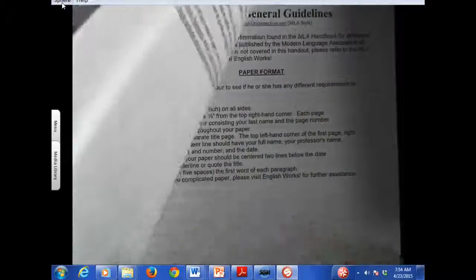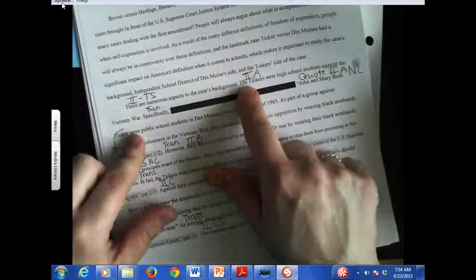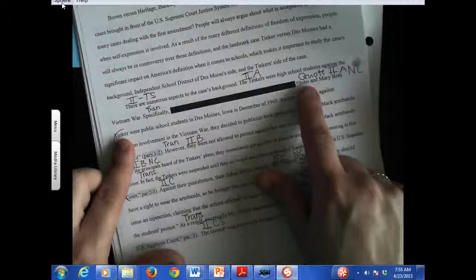Now, if you turn in your packet to the end of the packet, I have given you a sample paper to see what that looks like. Some things are labeled on that sample paper. So there's the topic sentence, then there's the detail sentence, 2A. Then there's a transition and a quote, and then a citation.